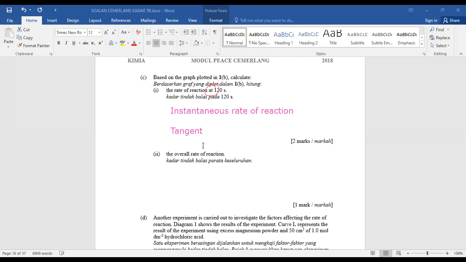Now, let's move on to the overall average rate of reaction. When we are talking about the overall average rate of reaction, we are actually talking about the change of volume divided by time, which is the average rate of reaction. Okay, now we continue.